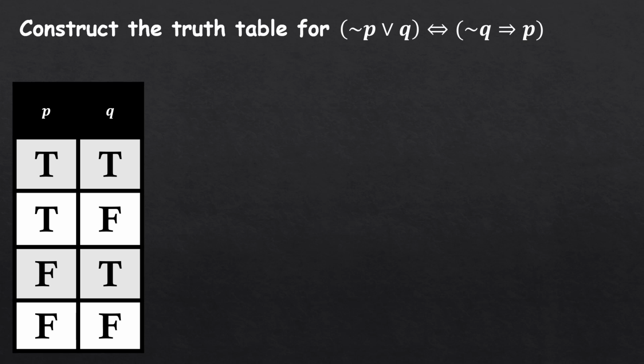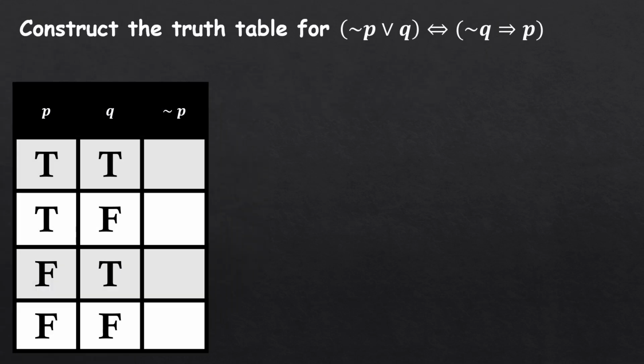So for the first parentheses, we have not P or Q. And as you can see, not P is still not given in our truth table. So you have to evaluate not P first before we can evaluate not P or Q. All you have to do is add another column for not P.